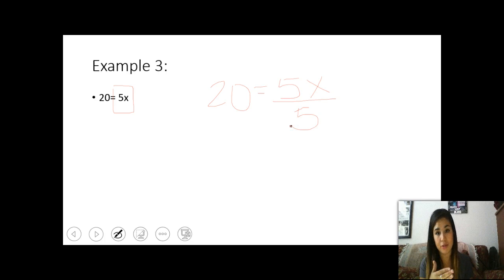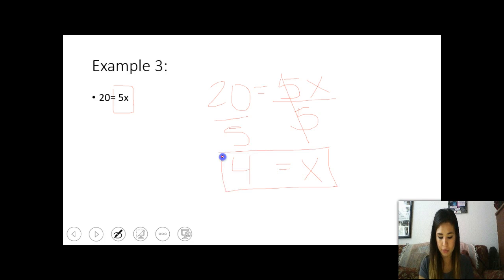So I want to get rid of the times 5, I'm going to do the exact opposite. I'm going to divide by 5. But again, if I do it to one side of the equation, I need to do it to the other side. So I divide by 5. So x is equal to 20 divided by 5, which is 4. Again, what does this mean? That means that if I wanted to check it, 5 times 4 would give me 20, and that is true. So I know that I did it right.